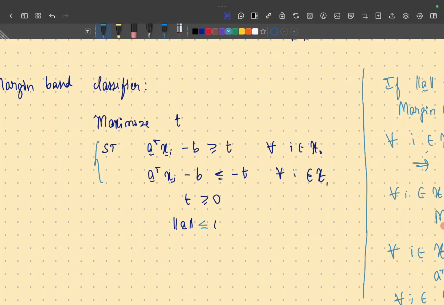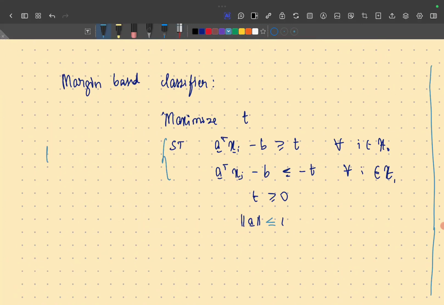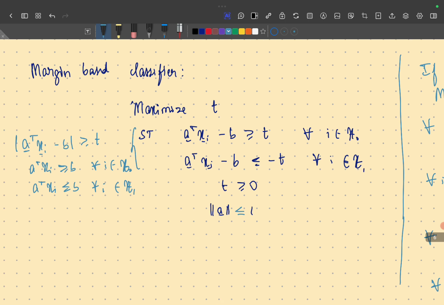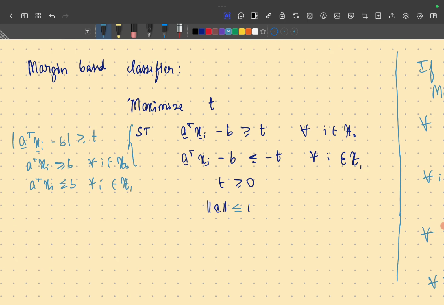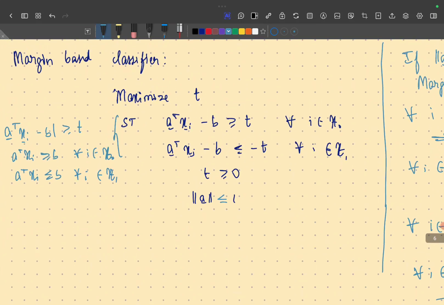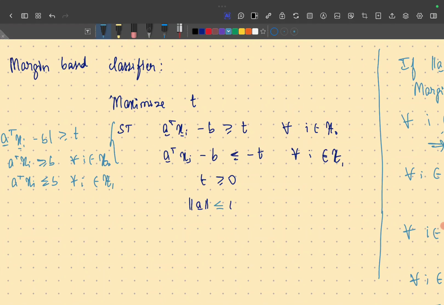So the first two constraints put together ensure that the modulus of A transpose xi minus b is greater than or equal to t, and the constraint that A transpose xi is greater than or equal to b. That's why these two sets are equivalent. Okay, is this formulation okay?